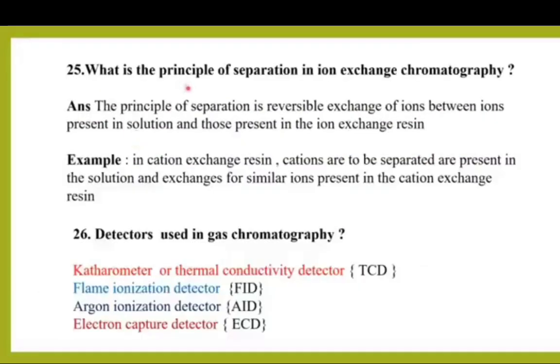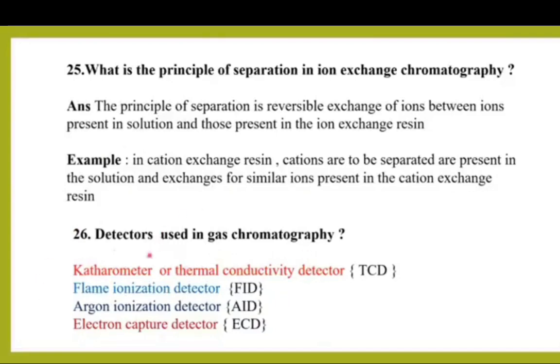So coming to the next question, what is the principle of separation in ion exchange chromatography? The principle of separation is reversible exchange of ions which are present in the solution and those present in the ion exchange resin. So for example, in cation exchange resin, the cations which are to be separated are in the solution, and it exchanges for similar ions which are present in the cation exchange resin. Similarly, for anion exchange resins, the anions which are to be separated are present in the solution and exchange for similar ions present in the anion exchange resin. I haven't mentioned the anion exchange resin on the screen, but I have mentioned it with my words.